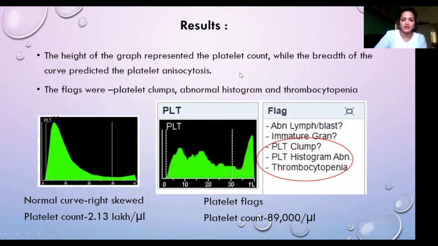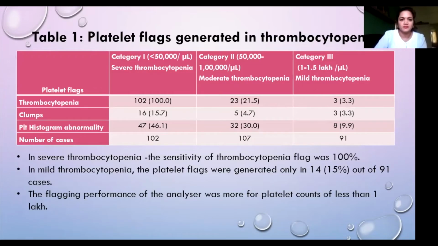Now this is table 1, which is depicting the platelet flags generated in thrombocytopenia in our 300 cases, the total study number. And here, there were 102 cases in category 1, 107 cases in category 2, and 91 cases in category 3.